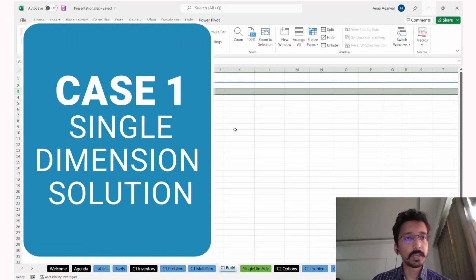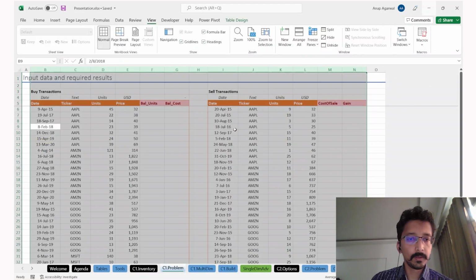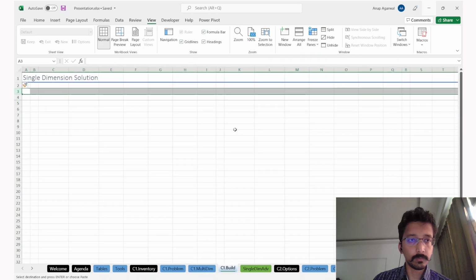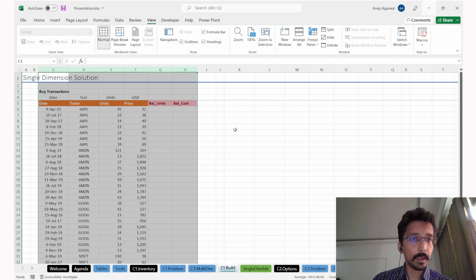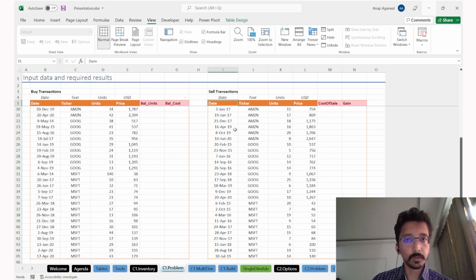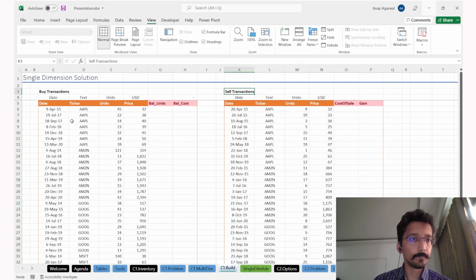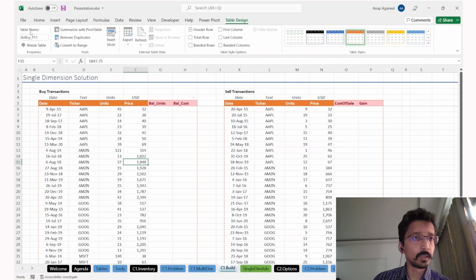Okay, so to start building the single dimensional solution, I will start with copying the data. Let's say I copy this whole table and put this here. And let's say I copy this whole table and put this here. Let's freeze pane. So really, this is just a copy of the problem. I will rename this table to something that I want to work with.